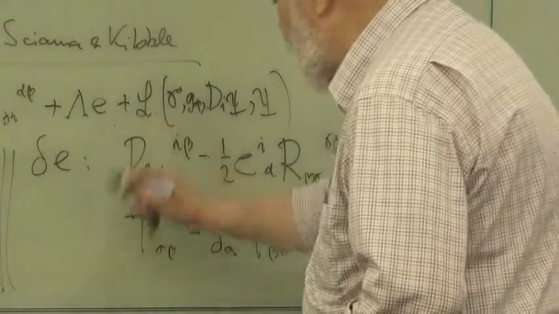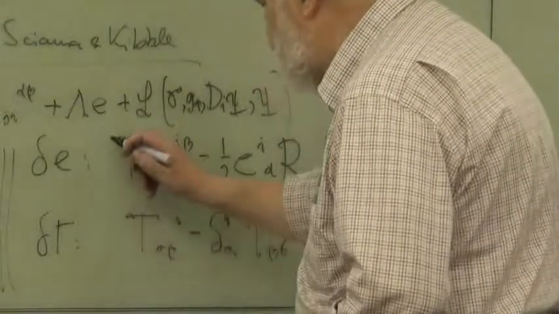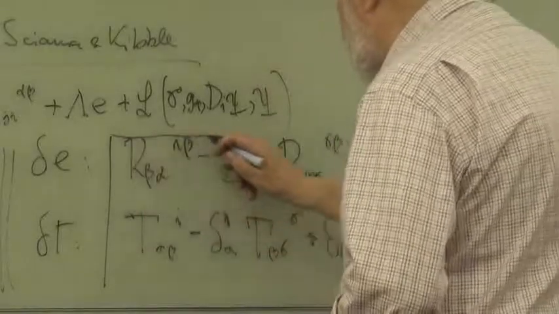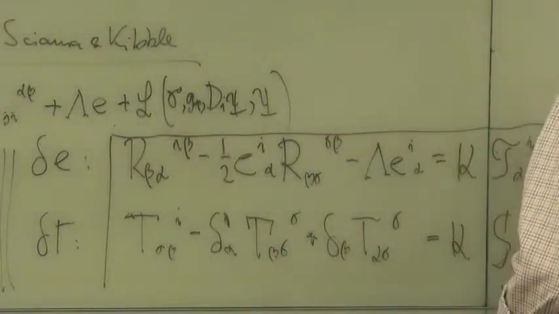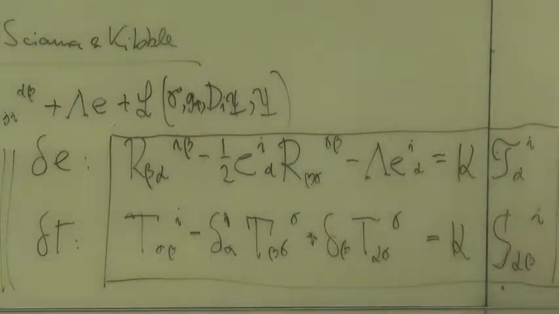The variation with respect to psi gives you the Dirac equation if you take a Dirac Lagrangian. So these are the equations of Einstein, of Sciama-Kibble.